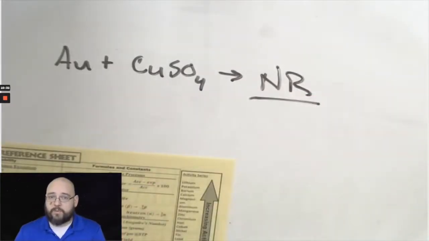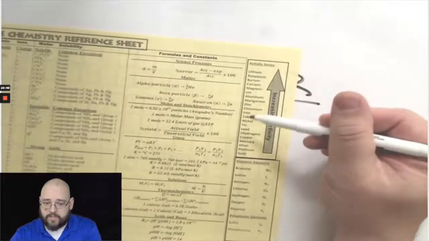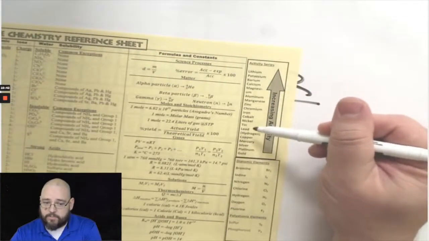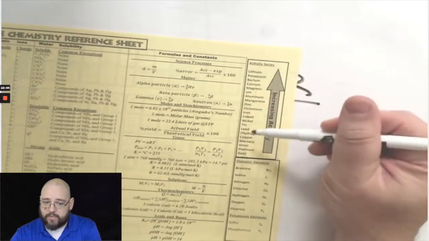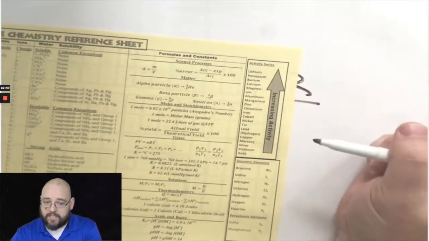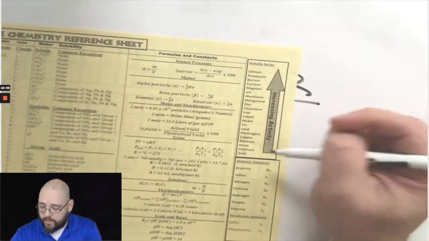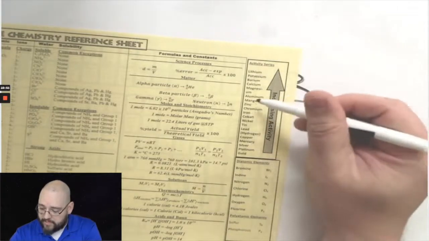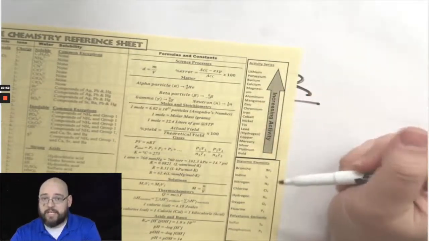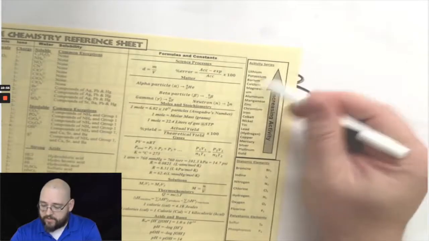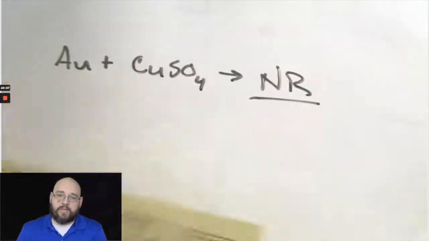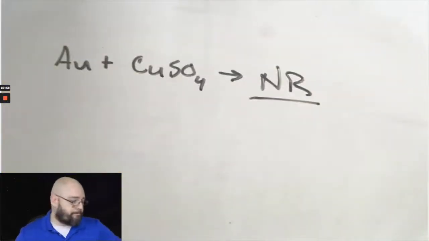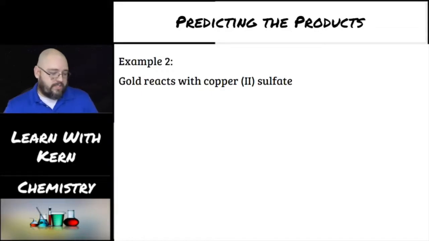So gold cannot replace copper, so no reaction occurs. If I put gold and copper(II) sulfate together, nothing's going to happen, because gold can't replace the copper. I want you to notice on the activity series that hydrogen is right around here. Most of these things can replace hydrogen when hydrogen is in water or in certain compounds. The ones that can replace hydrogen in water are these guys up here at the top, and we'll deal with that when it comes up. Okay, so that is our single replacement.